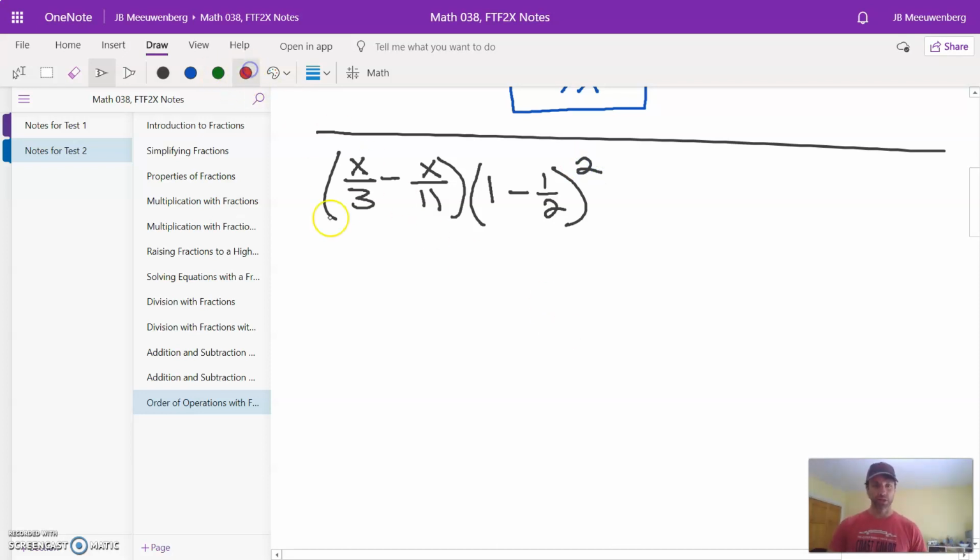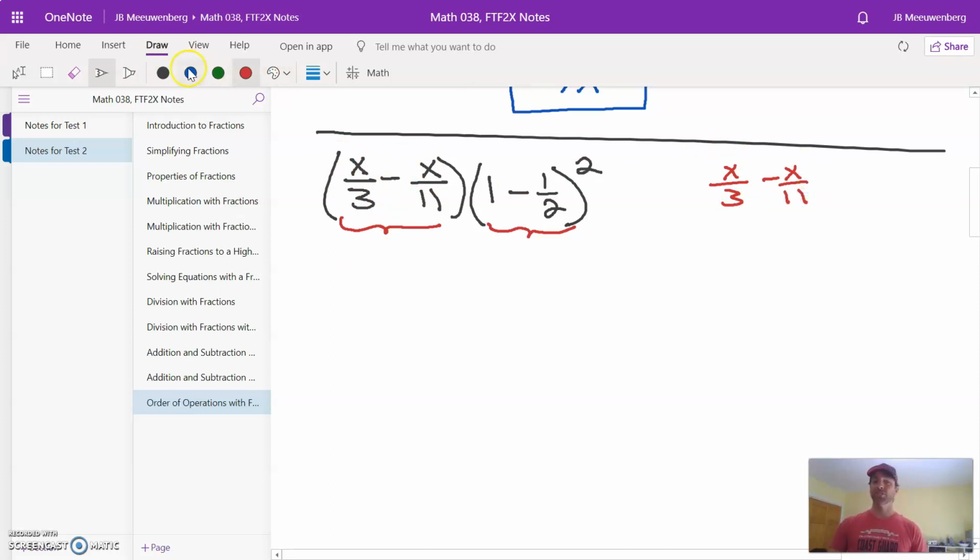So what I notice here is that we have two sets of grouping symbols. We have parentheses here, and we have a totally separate parentheses there. So we can work those two things independently. I'm going to start with the first one. x over 3 minus x over 11.